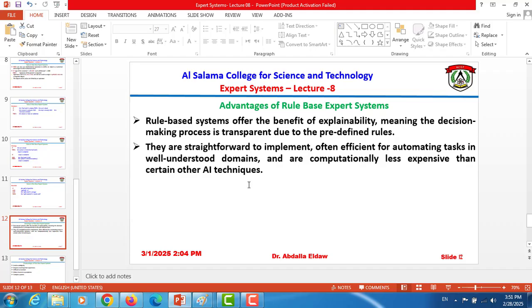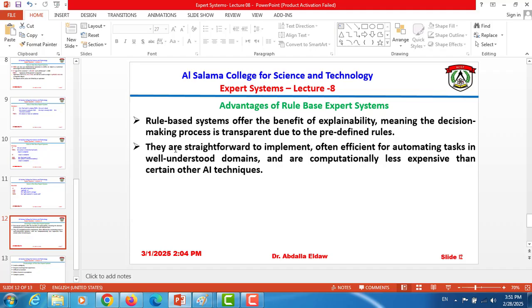Advantages of rule-based expert systems. Rule-based expert systems offer the benefit of explainability, meaning the decision-making process is transparent due to the predefined rules. According to the predefined rules and the facts, the problem solving, meaning the decision making, will be most accurate. They are straightforward to implement, often efficient for automating tasks in well-understood domains.